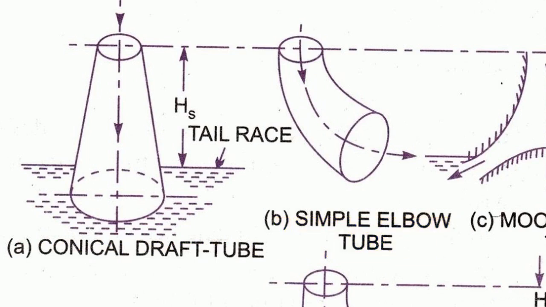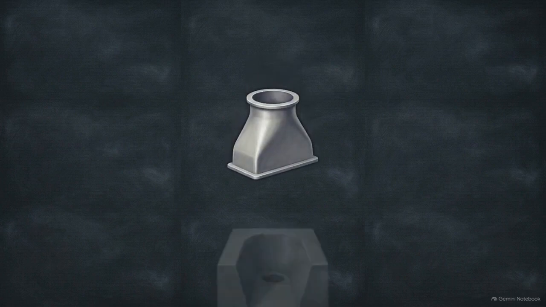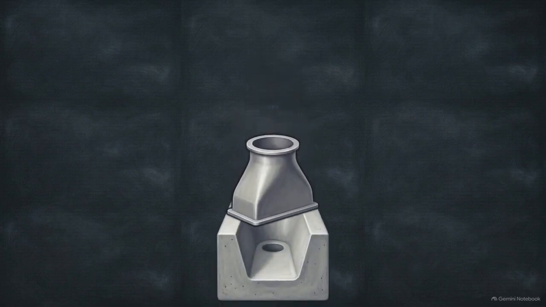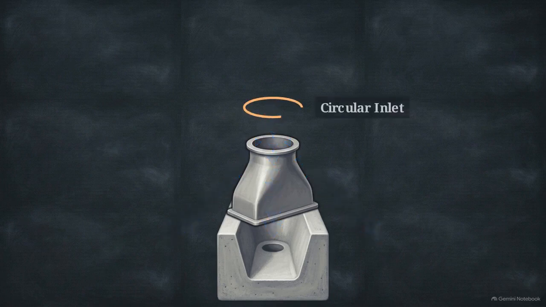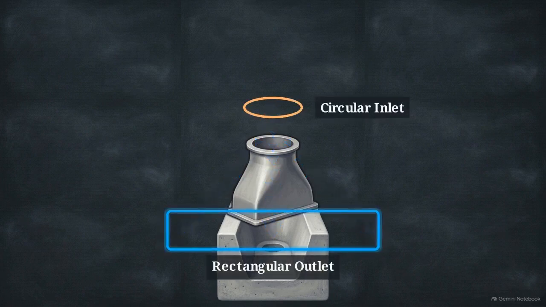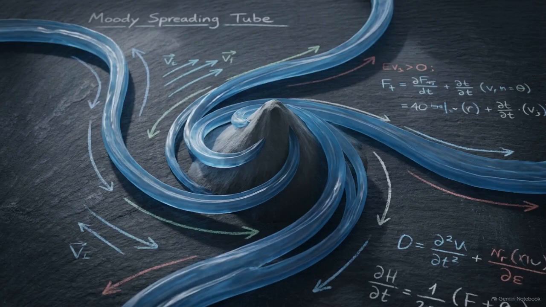The draft tube with a circular inlet and rectangular outlet takes this further, altering its entire cross-sectional shape as it bends to cleanly integrate with standard concrete tail race canals. The Moody spreading tube utilizes a complex central cone to aggressively divide and spread the water, preventing severe flow separation in shallower installations.